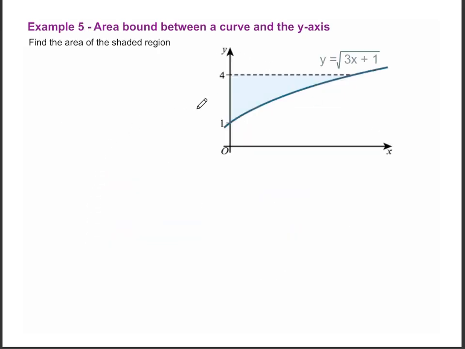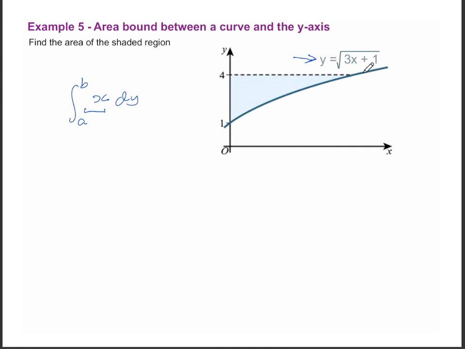Next, we have a similar question, but now instead we have been given an equation in terms of y. So again, let us go back to the formula. It was the integral from the lower limit a to the upper limit b of x with respect to y. But here we do not have x, we have y instead.